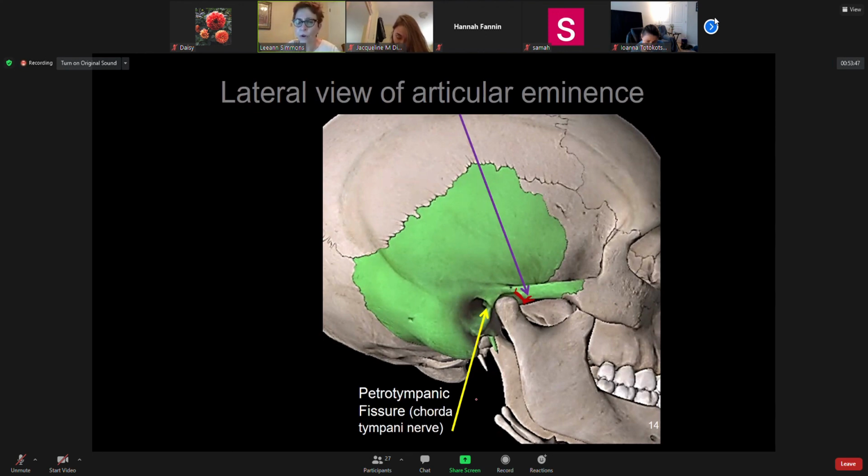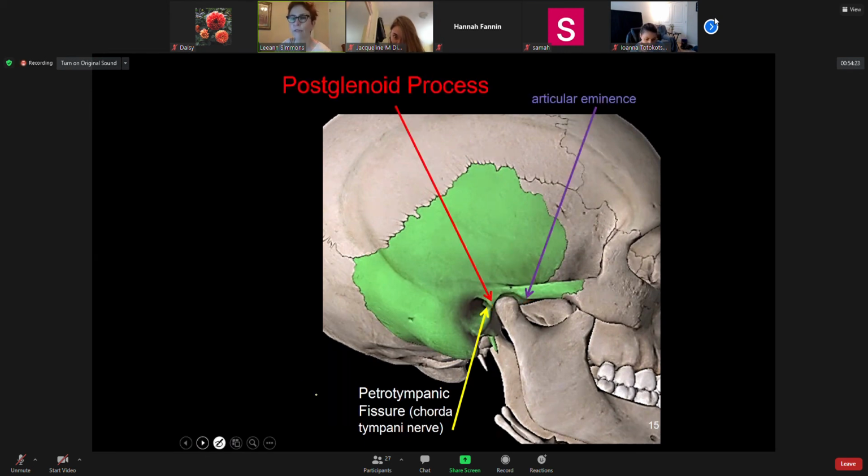I'm just adding here also this tiny little fissure right here. I'm going to put it in a different color. Okay, I'll do the orange, it's similar to the yellow. And this is the petrotympanic fissure. And one of the nerves we'll be talking about to the oral cavity exits the cranium from this fissure. It's right there on the anterior rim of your acoustic meatus. It's a petrotympanic fissure, okay? And it's where the chorda tympani exits.